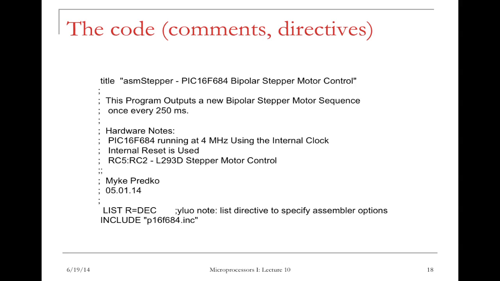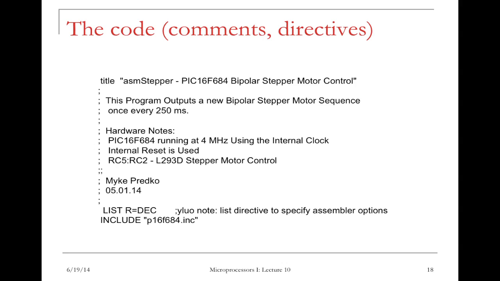We're going to go through some of the code. We start with this title. Oftentimes you have a title in your program to give a name to your program, followed by some comments. Anything you begin with a semicolon is a comment line. Here we want to tell the reader what this program is for. This program outputs a new bipolar step motor control sequence every 250 milliseconds.